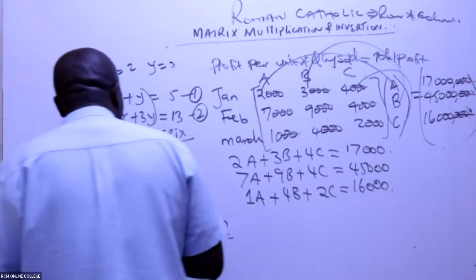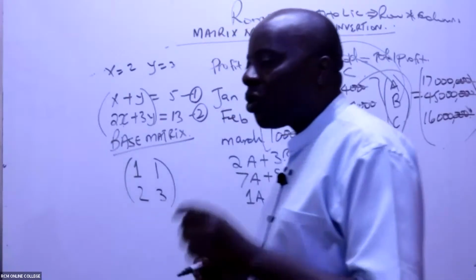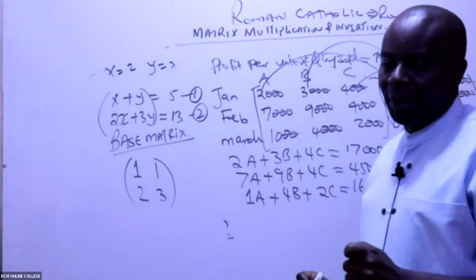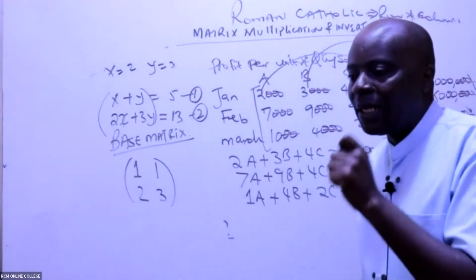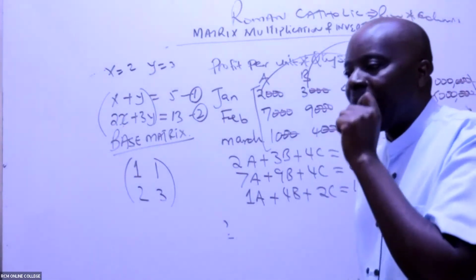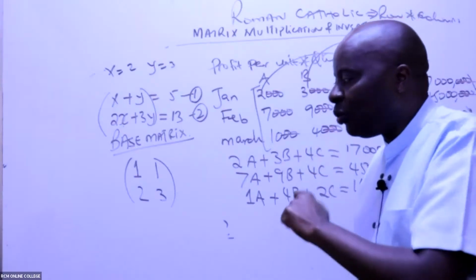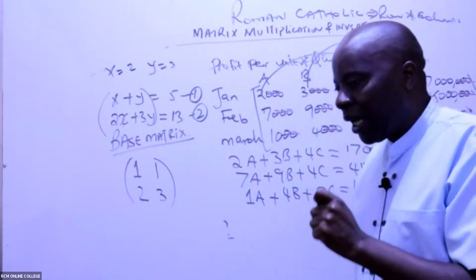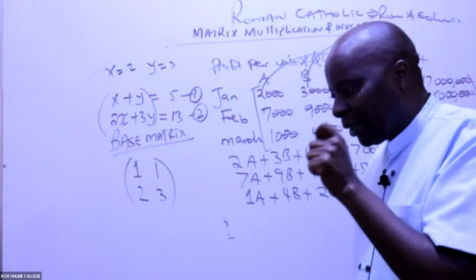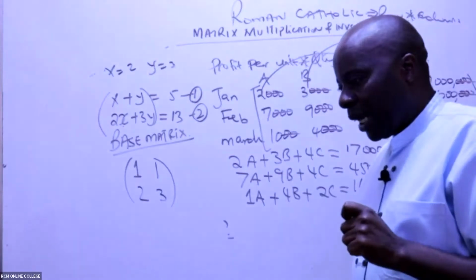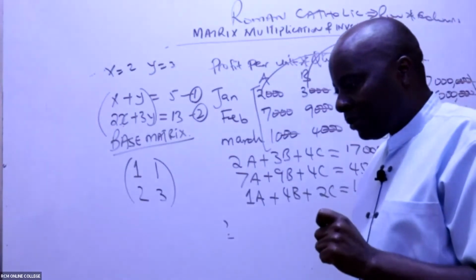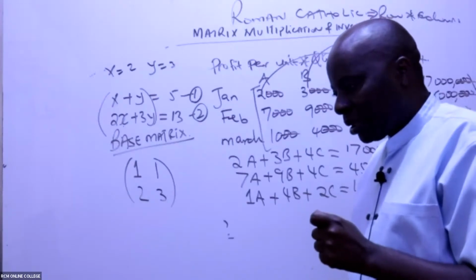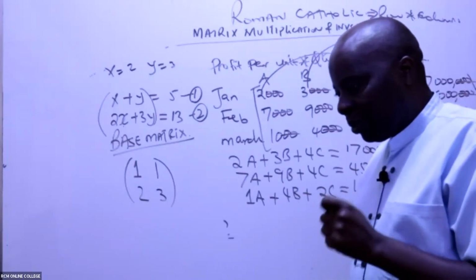Once you get this base matrix, please go ahead and give me its determinant. Is there somebody who can remember the formula? How do we get the determinant of a matrix? I give you the formula. It is PPD minus PSD.